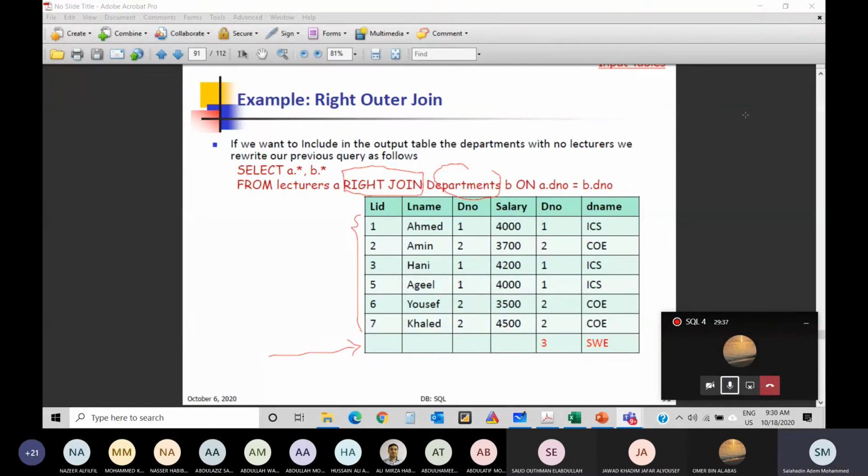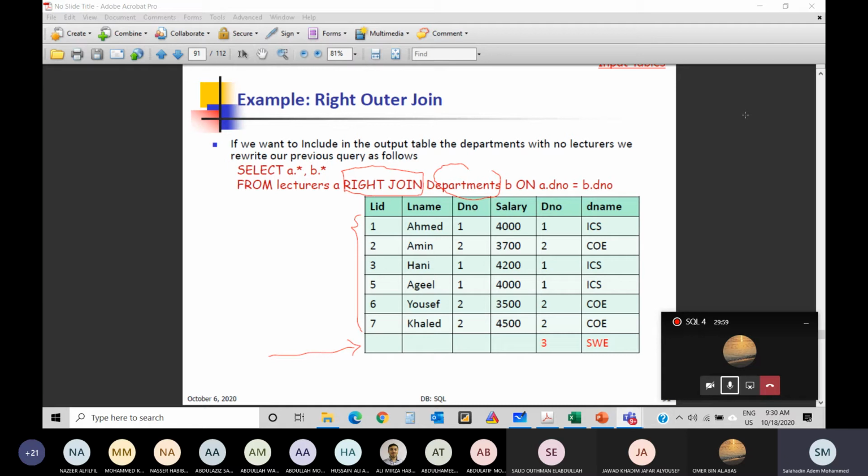Any question up to this point? Yes, I have a question, Doctor. When do we use the right or the inner or the left? Very good. Let me tell you, when you go to work in a company, Shabab, your boss will ask you to give him a report.